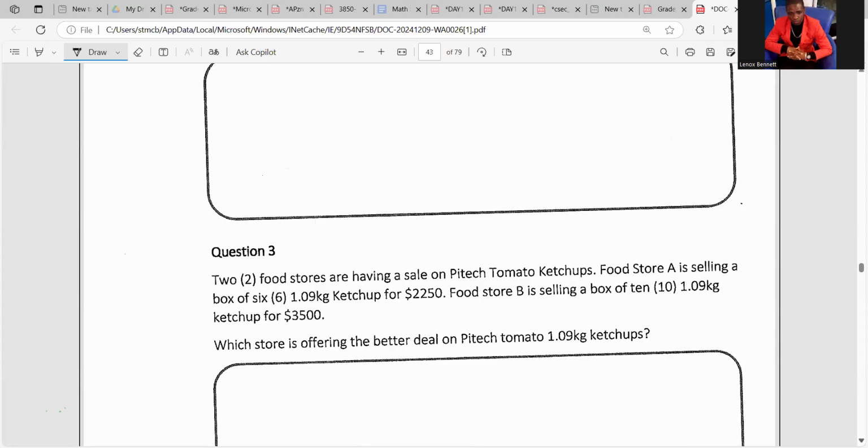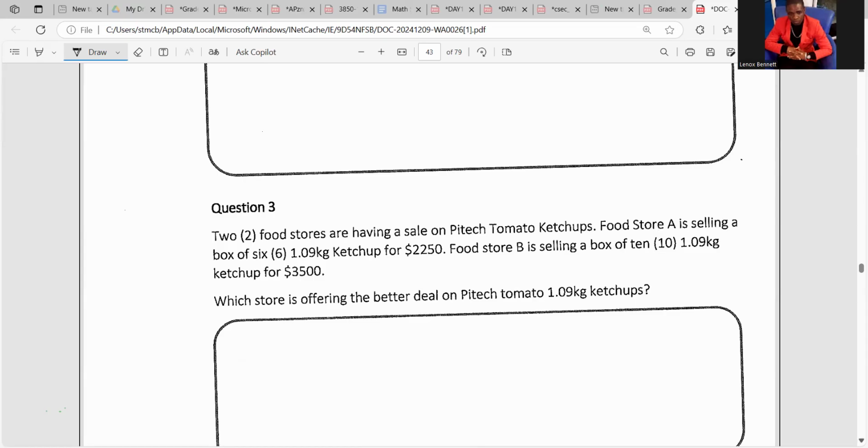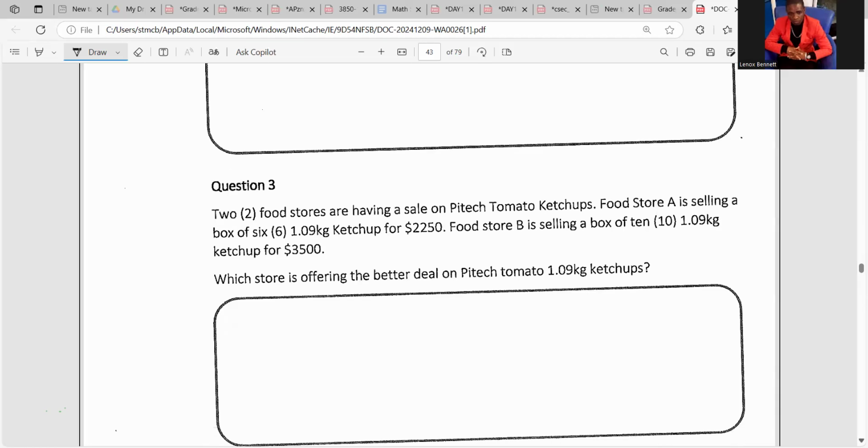All right, let's look at question 3. It says 2 food stores are having a sale on high-tech tomato ketchups. Food store A, guys, read this one very carefully, Food store A is selling a box of 6-pack 1.09 kilogram ketchup for 2,250, while food store B is selling a box of 10 1.09 kilogram ketchup for 3,500. Which store offer the better deal? This question is a giveaway, I think it's a giveaway.